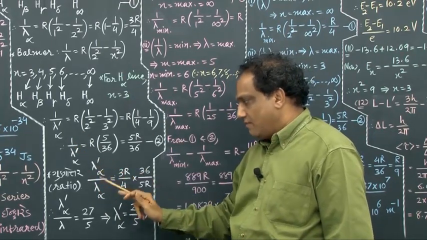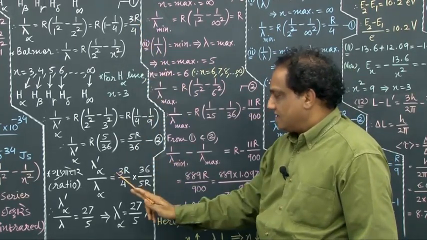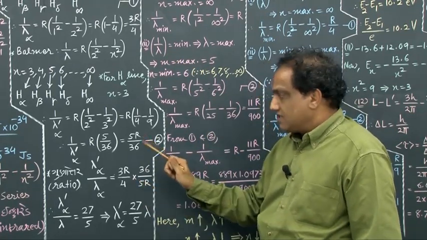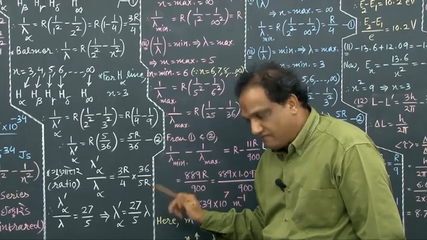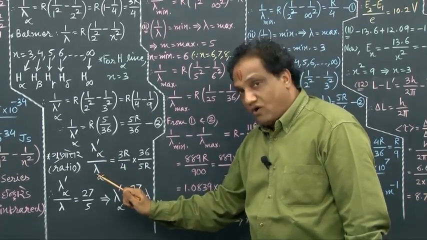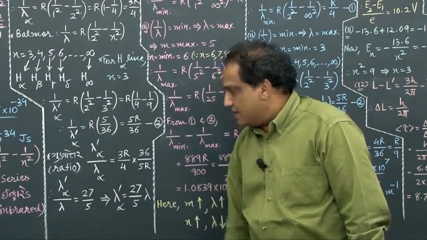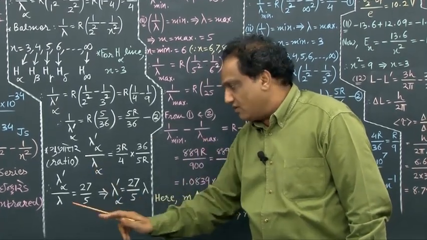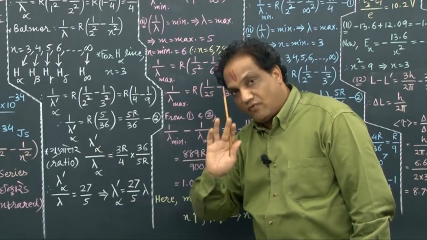So lambda alpha dash upon lambda alpha. Now here this upon this. Let me write this first, 3R by 4. Instead of dividing, if I am writing a multiplication sign, then I must invert this ratio. Now I should write 36 upon 5R. This lambda alpha dash is the wavelength of H alpha spectral line in Balmer series, which we require. This is the wavelength of H alpha line in the Lyman series, which they have given as lambda.